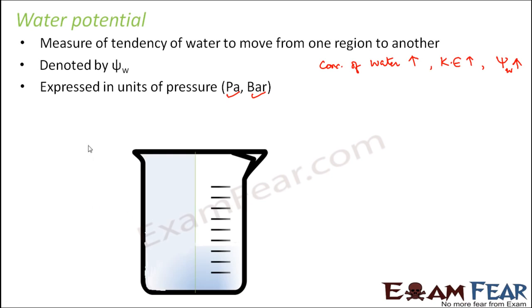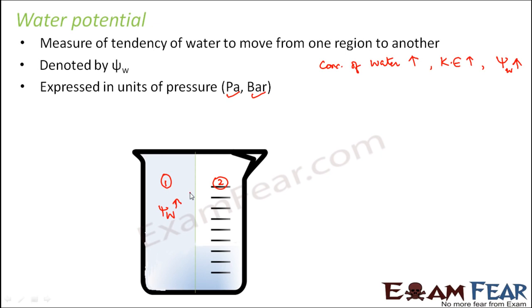So let us suppose we consider this beaker with water. This region is region 1 and this is region 2. From the picture it is very evident that region 1 has more water. So the concentration of water is more. So more water molecules are present and all these molecules have kinetic energy. So the total kinetic energy in region 1 is more. Therefore the potential of water in region 1 is more. Region 1's water has more capacity to flow because it has more energy, more number of molecules. So the water potential is more here.